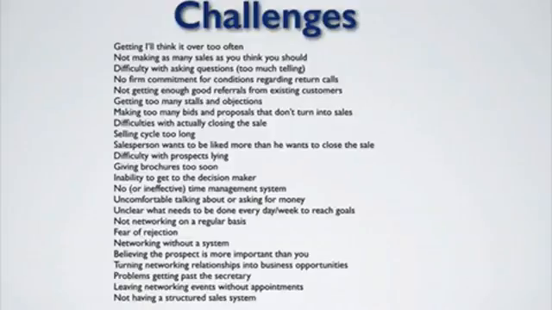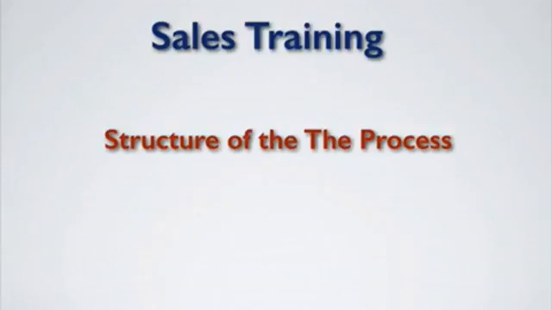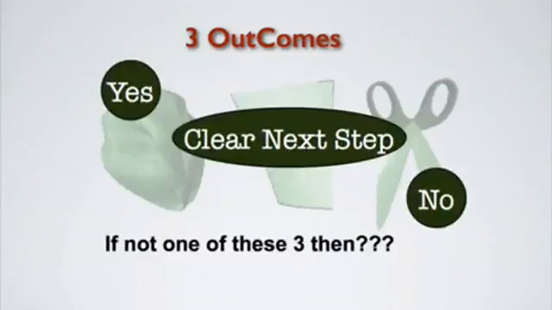Now, whenever it comes to the structure of the process, the first thing to remember is that for any meeting that you go to, there can only be one of 3 outcomes. Those 3 outcomes have to be either a yes, a no, or a clear next step. That's the only 3, because if there's not one of these 3, then it's basically going to be a runaround or a be back or a callback, and you're going to wind up chasing them. So at the end of every meeting, there has to be a yes, a no, or a clear next step.